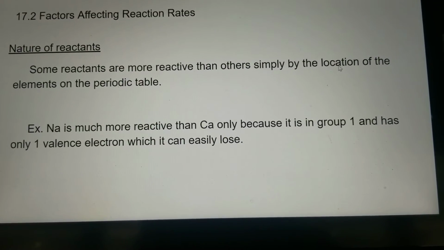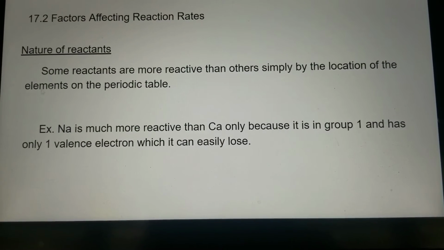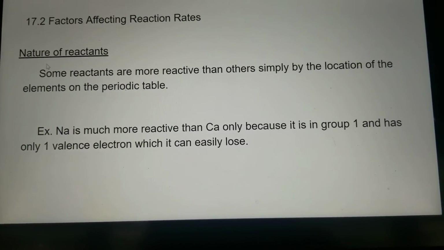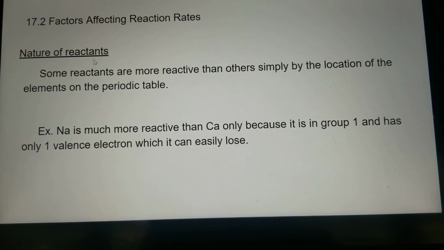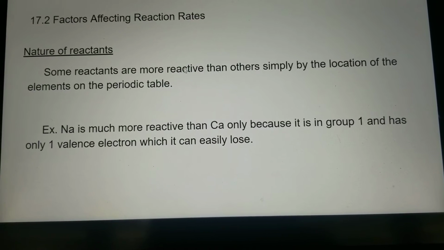So in the next section, there are factors that will affect reaction rates. There are 5 factors that we're going to talk about. The first one is the nature of reactants. In other words, simply by nature, some substances are going to be more reactive than others.